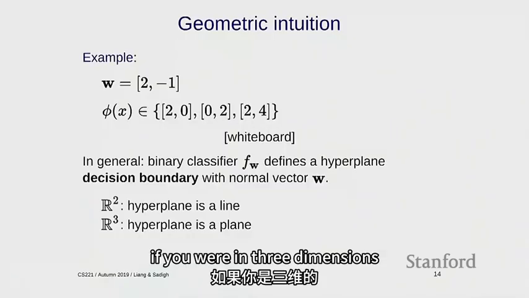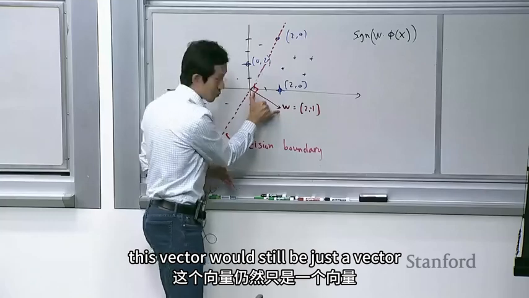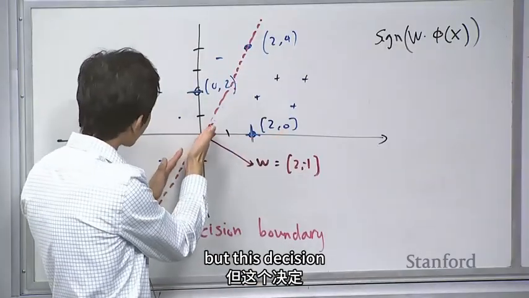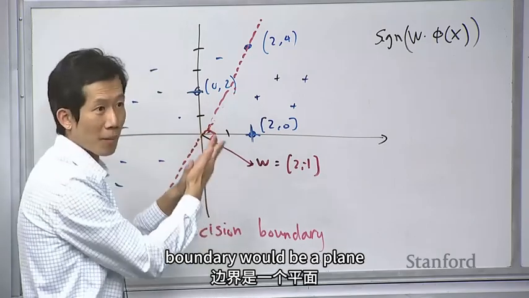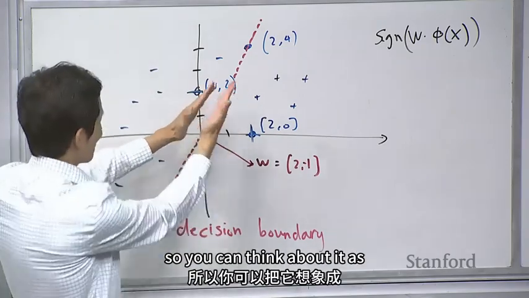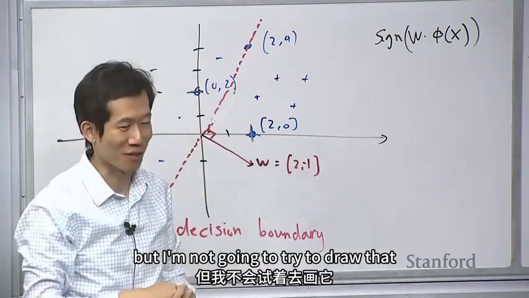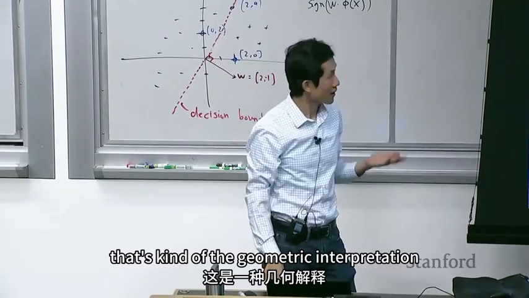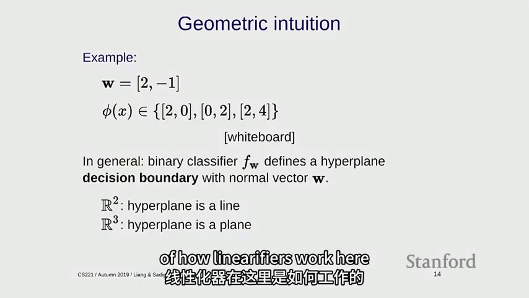If you were in 3 dimensions, this vector would still be just a vector, but this decision boundary would be a plane. So you can think about it as coming out of the board if you want, but I'm not going to try to draw that. And that's the geometric interpretation of how linear classifiers work here.